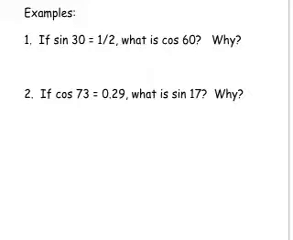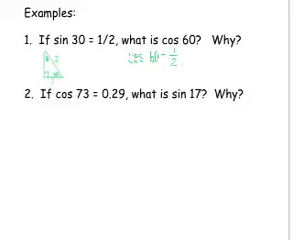So let's apply that. If the sine of 30 is 1/2, what is the cosine of 60? So I'm just going to draw myself a little sketch here. If this is 30, that would make this 60. It's saying the sine of 30 is 1/2. So sine is opposite over hypotenuse, so that would be 1 over 2. So the cosine of 60, cosine is adjacent over hypotenuse, so it's going to be 1 over 2 as well.